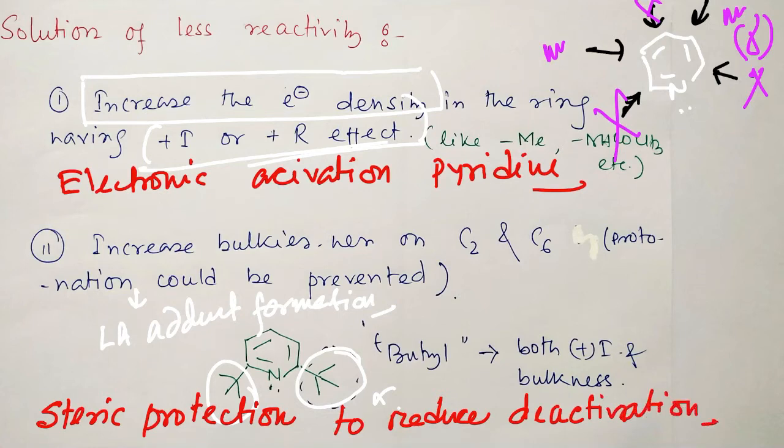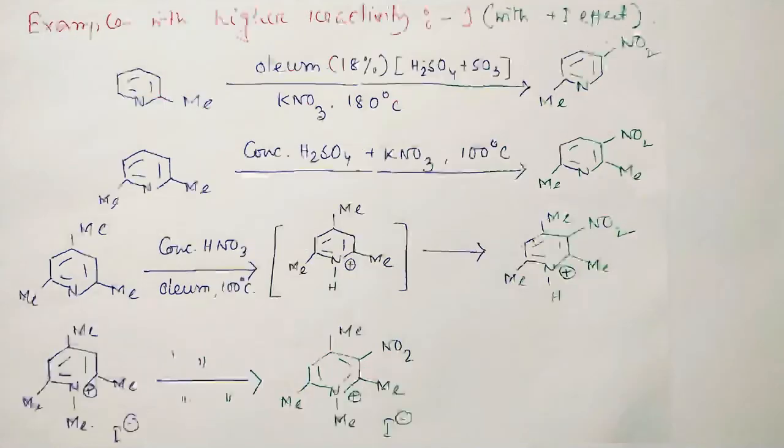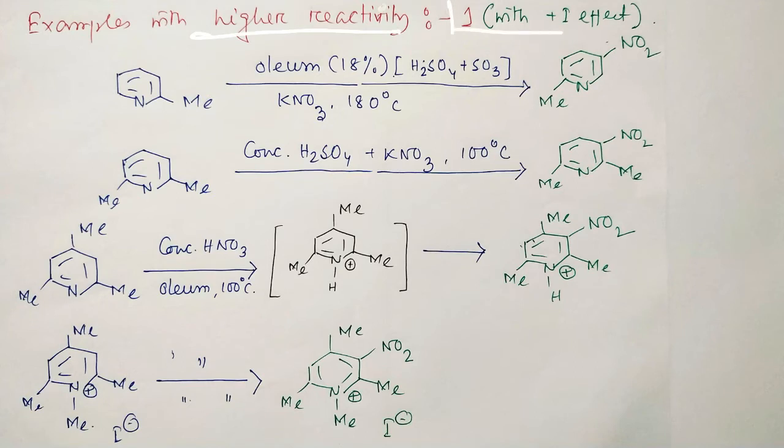If we consider it in this way, then what happens? They can't coordinate with a proton or Lewis acid, so consequently the electron density on nitrogen will not decrease to that extent, as I discussed. So now let's discuss this further. Let's discuss point number 1, the plus I effect. So how does this happen?